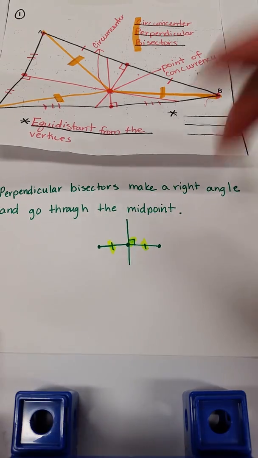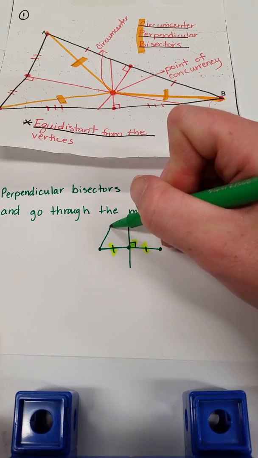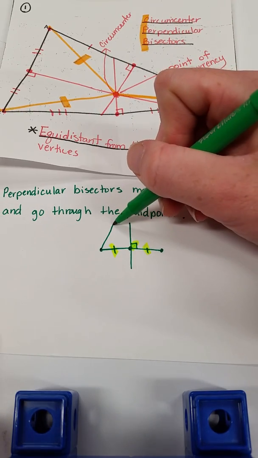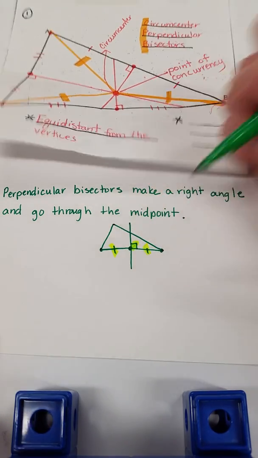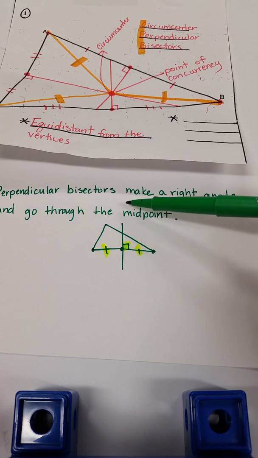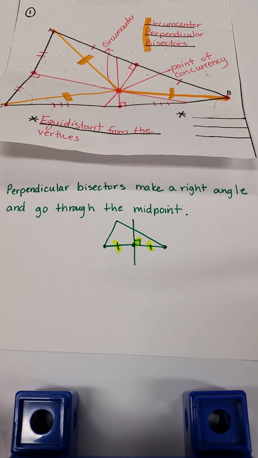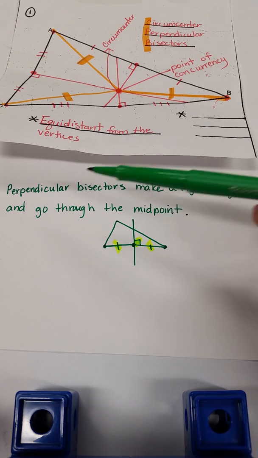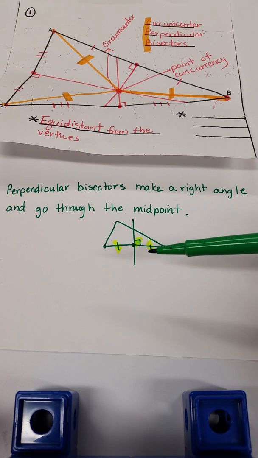If you have a triangle, and I'm just going to make this into a triangle so you guys can see, if you have a triangle that has tick marks and a right angle, then this segment right here is the perpendicular bisector. So you need to know perpendicular bisectors make a right angle and go through the midpoint, and the midpoint will be shown with tick marks.